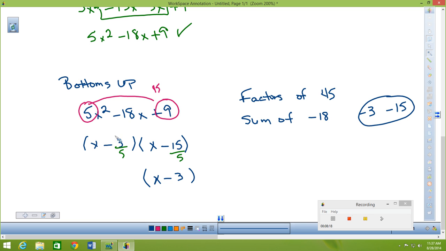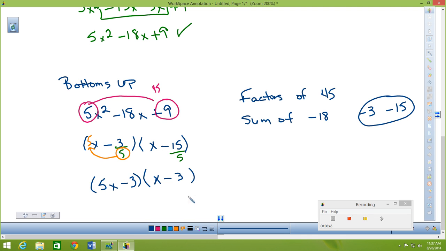Okay, well, I don't want this fraction here. We don't have fractions in our factored numbers. So the reason that this is called bottoms up is because we're going to take this number on the bottom and move it up right here. And that becomes then 5x minus 3, just like we got a while ago.